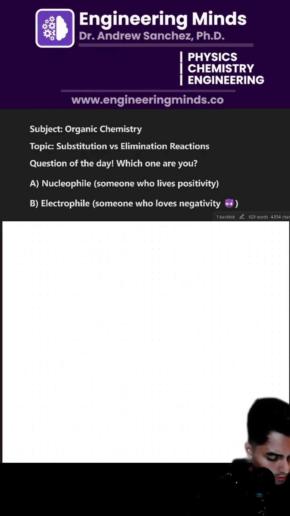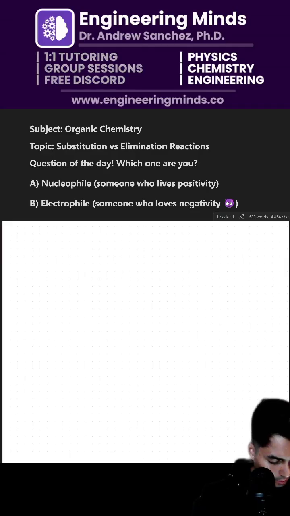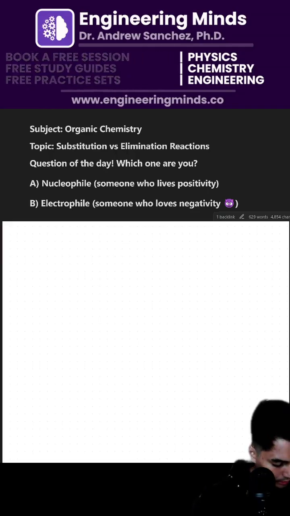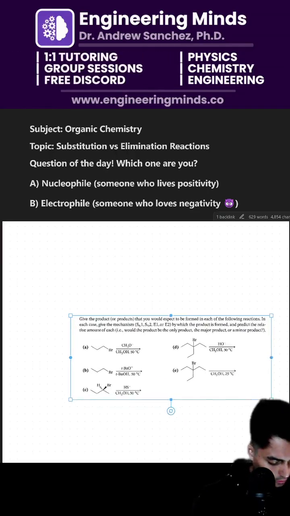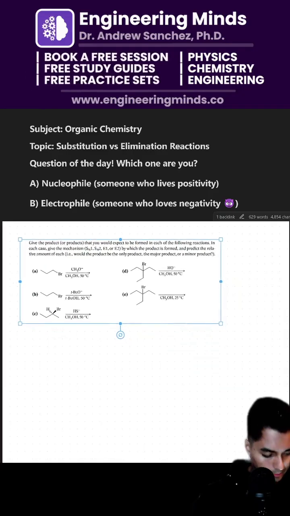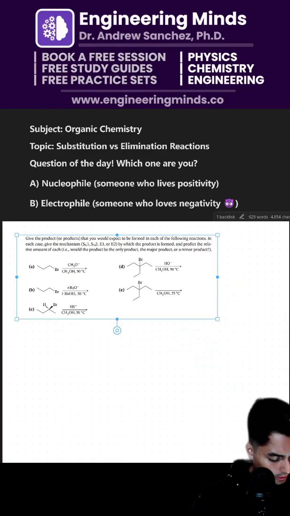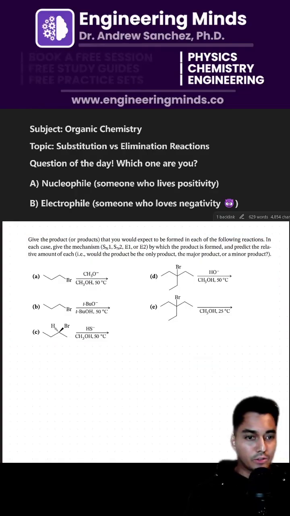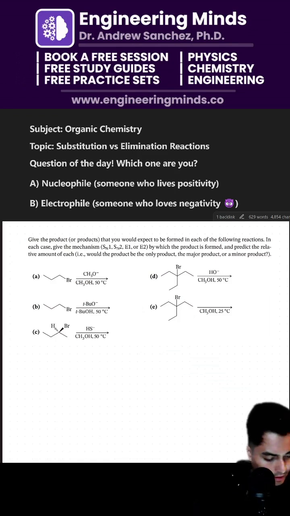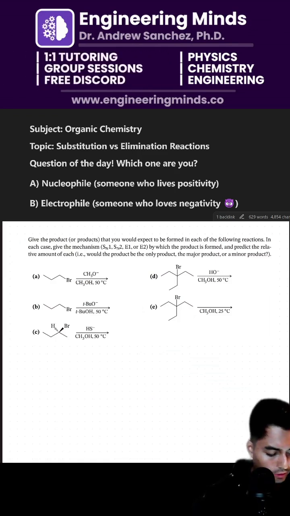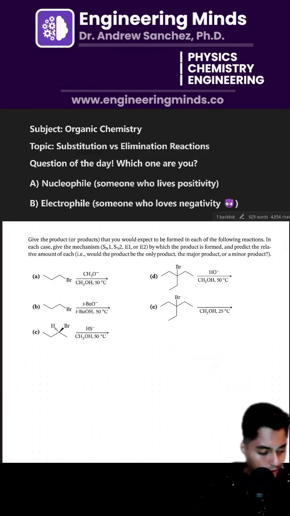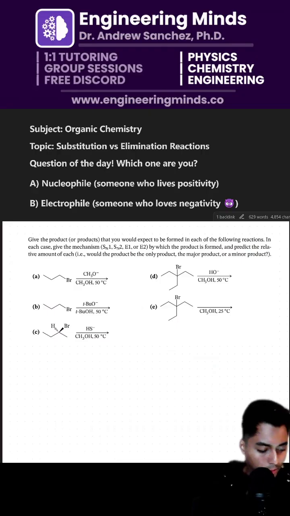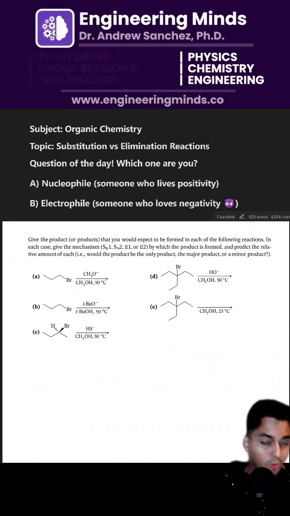So guys, we have these practice questions. We're going to jump right into it: is it going to be a nucleophile or electrophile? Cool. So for instance, this is our problem number 1 here. Give the products that you would expect to be formed in each of the following reactions. In each case, give the mechanism, SN1, SN2, E1, or E2, by which the product is formed and predict the relative amount of each, i.e. would it be only the product, the major product, or the minor product.